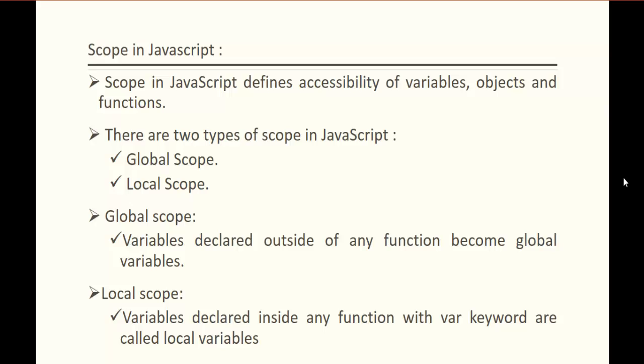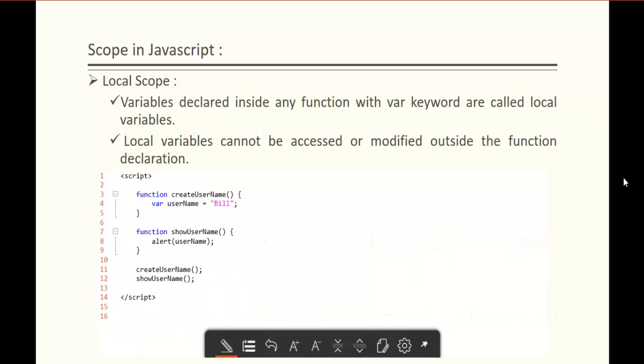So what is local scope? If you declare a variable inside any function with the var keyword, then that variable is called a local variable, and that type of scoping a variable within the function is called local scope. We are going to understand local scope with the help of this example. As I said in the earlier slide, variables declared inside any function with the var keyword are called local variables.